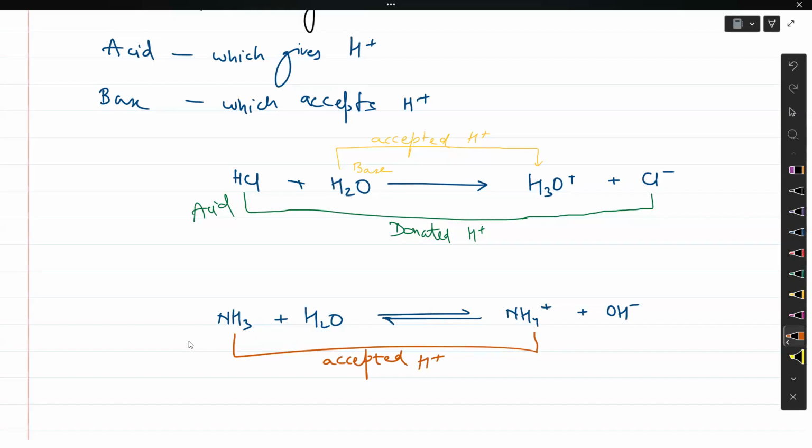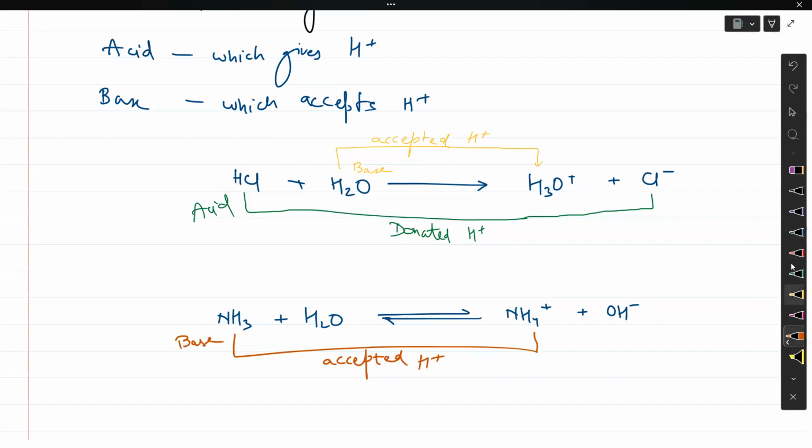बताइए. अरे बोलो. Substances which accept H plus are acid or base? Base. हाँ, base.